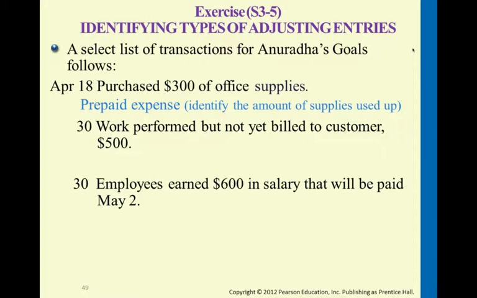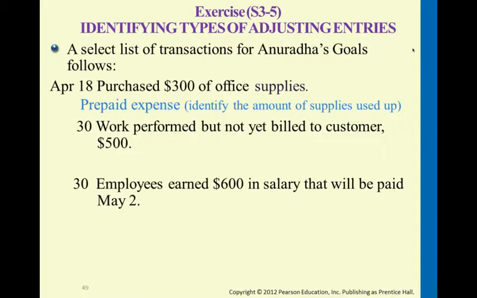We purchase supplies, and later on we want to identify the part of the supplies that we used up. So if at the end of the month we only have, let's say, $50 worth of supplies, then that means we used up $250. So that turns into supplies expense. We reduce supplies.